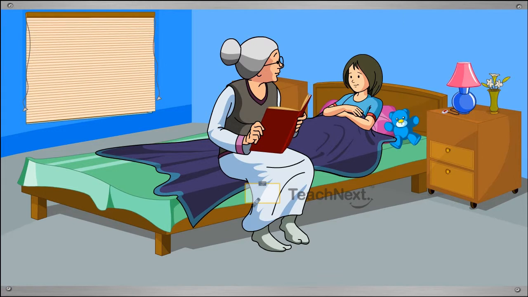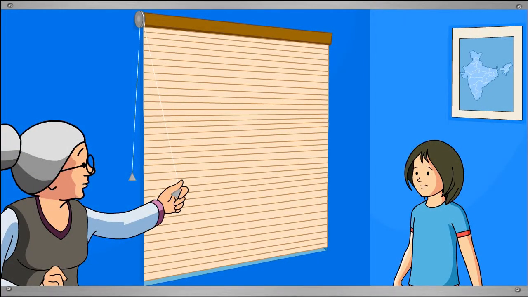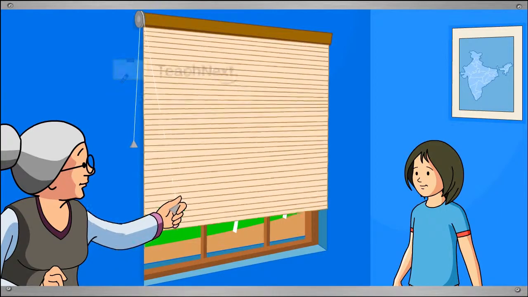A pulley? A pulley is a machine that uses a wheel with grooves and a rope to pull objects. Look! The blinds on our window have a pulley that helps us roll the blinds up and down.